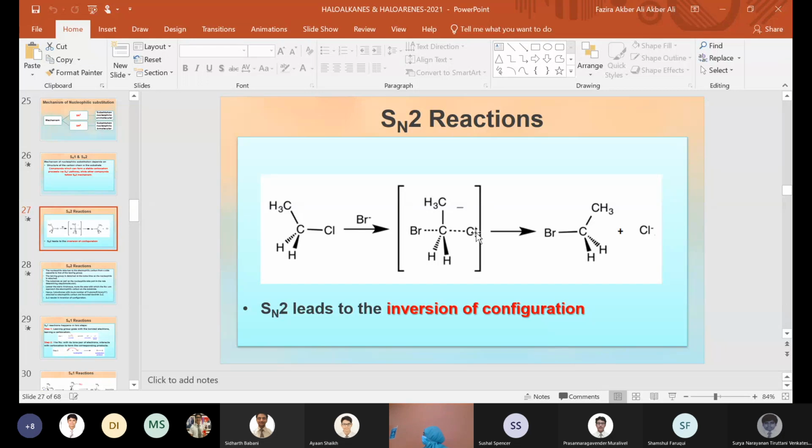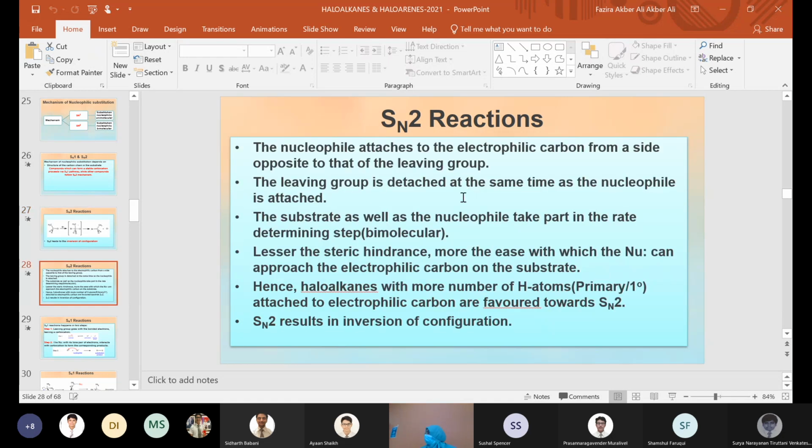So here, as the attack is happening from the rear side of the leaving group, inversion of configuration is happening. So these were the important points we discussed in SN2 reaction. Yeah. Any doubt here? Because all are keeping silent.